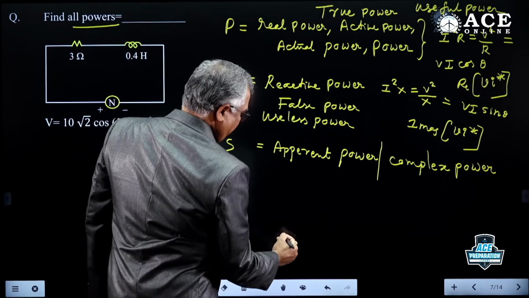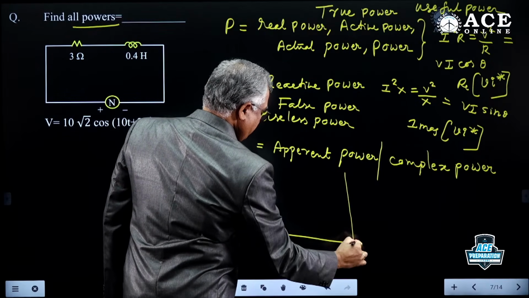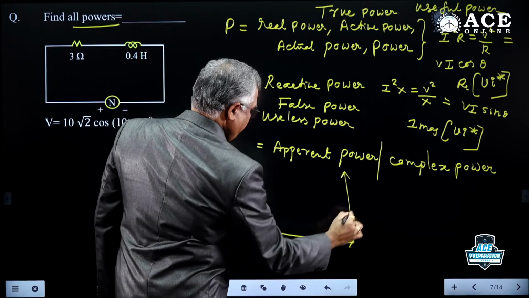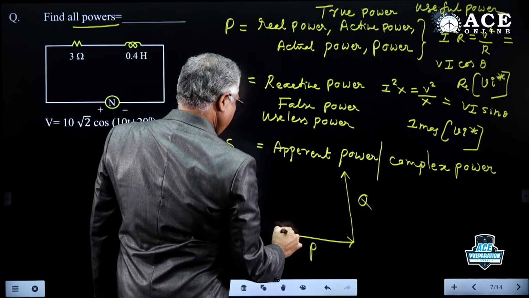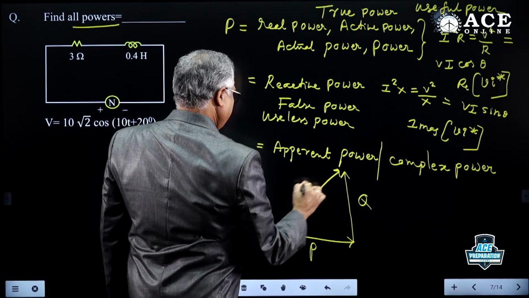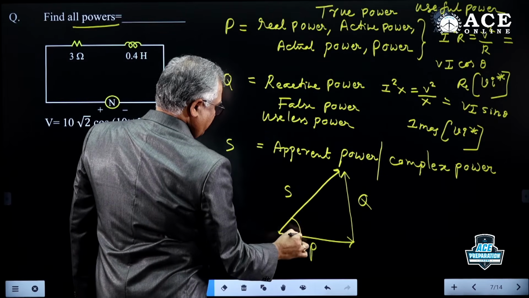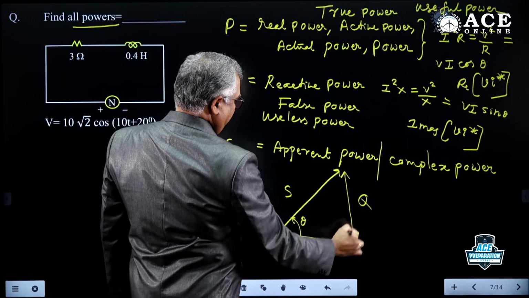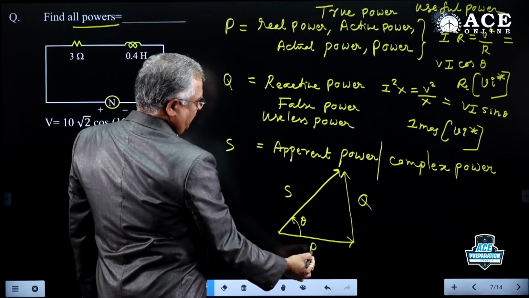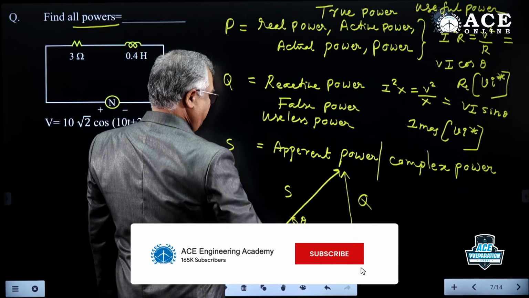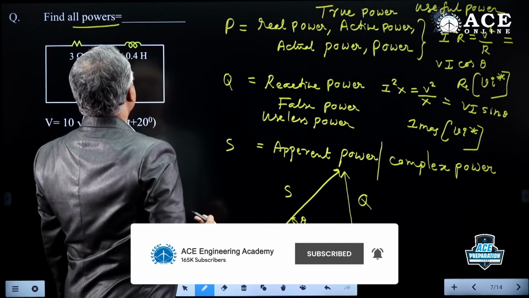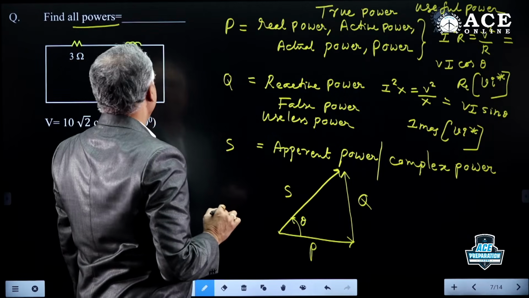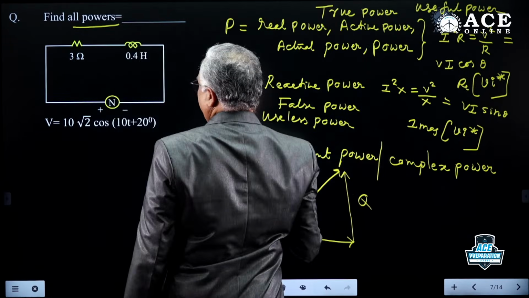And the power triangle is this. Any inductive load: this is P, this is Q, this is S, this angle theta. So this will form a power triangle. P, Q, S form a power triangle. Now in this case, all powers means P you have to find, Q you have to find, S you have to find. So some background theory I am explaining.